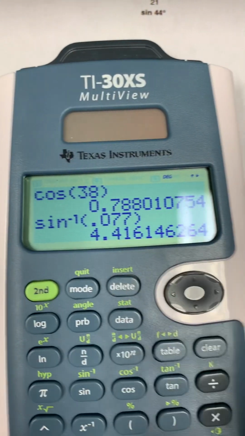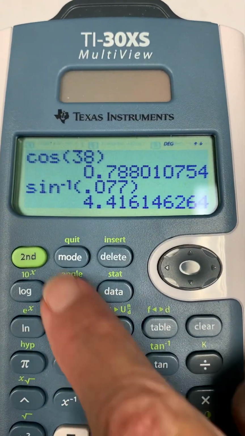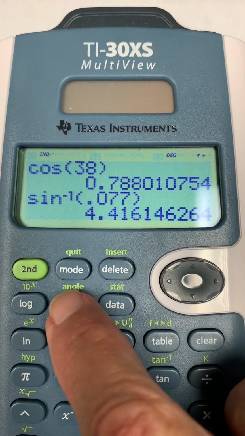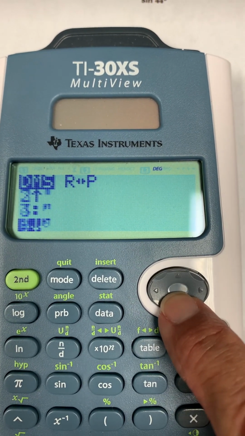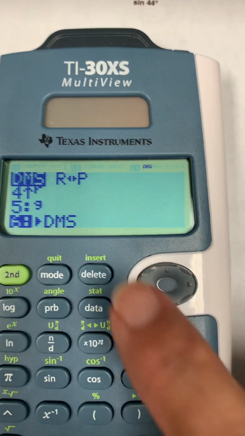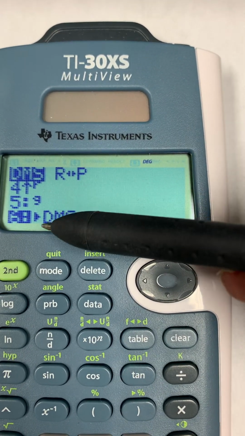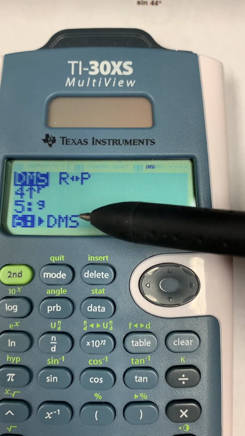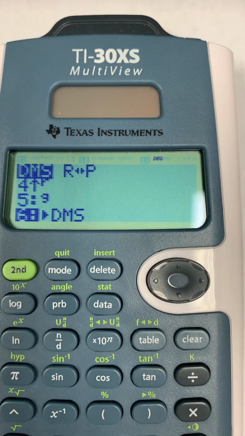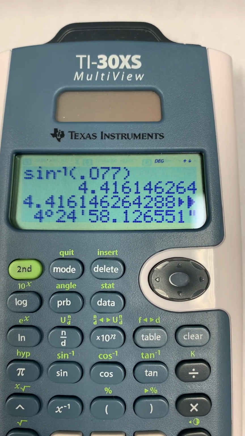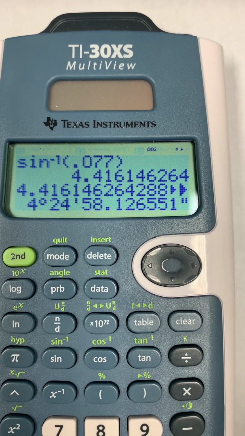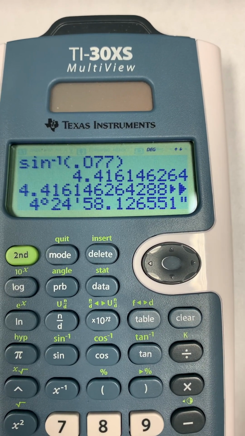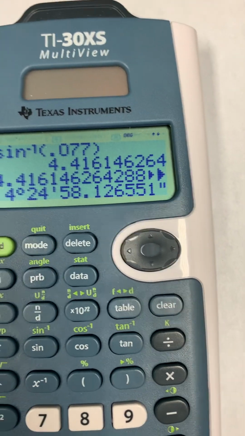So if you remember, we can go to the angle menu, and I can arrow down, or I can just choose option 6. This means my angle is going to be given in degrees, minutes, and seconds. And I'm just going to hit enter and confirm. So it's going to be 4 degrees, 24 minutes, 58 seconds.